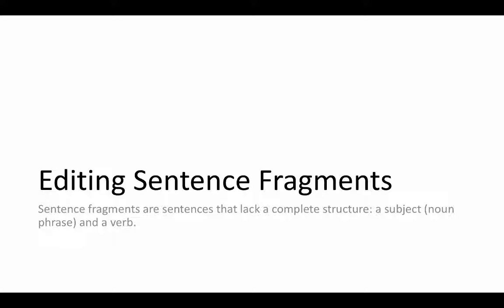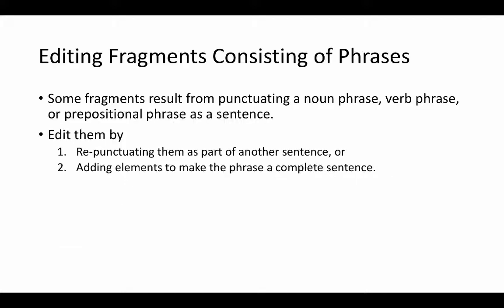Sentence fragments are sentences that lack a complete structure. This will take you back a bit if it's been a while since considering the parts of a sentence, but sentences consist of two parts for them to be complete: a subject and a verb. And the subject is usually a noun phrase like the dog or a small business. And then the verb is obviously some sort of action. The subject does the action.